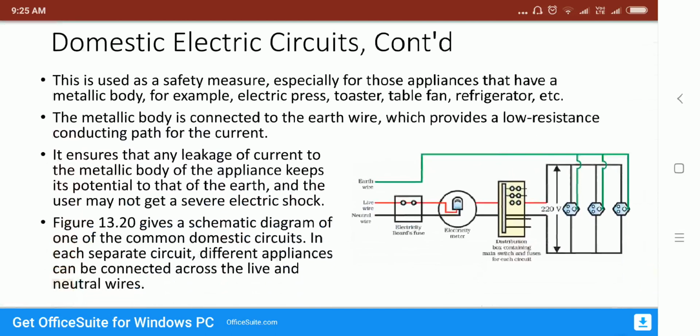So this is used for a safety measure, especially for those appliances that have a metallic body. For example, electric press, toaster, table fan, refrigerator, likewise. We can observe that bulky devices which work directly with the AC supply have plugs with 3 pins, while a mobile charger has only 2 pins, as positive and negative are sufficient for it.